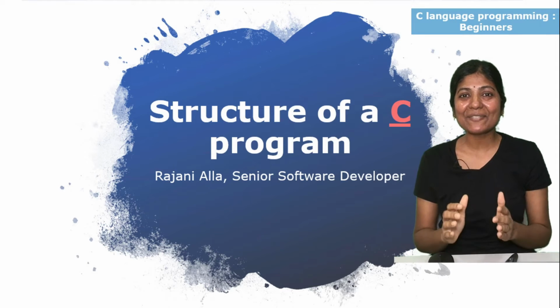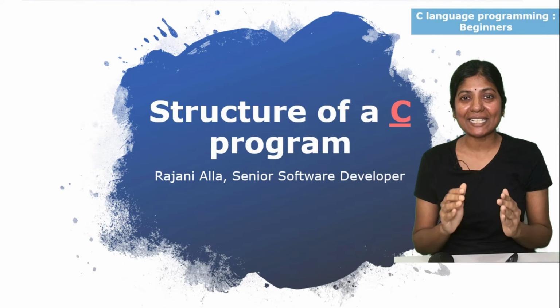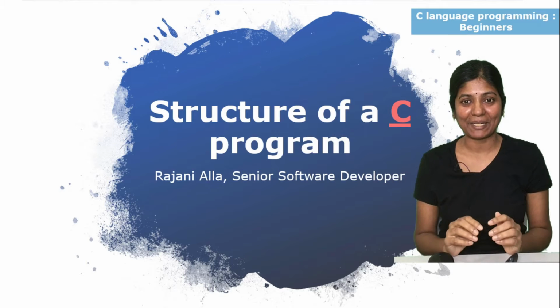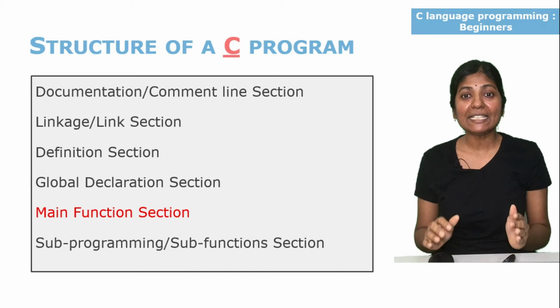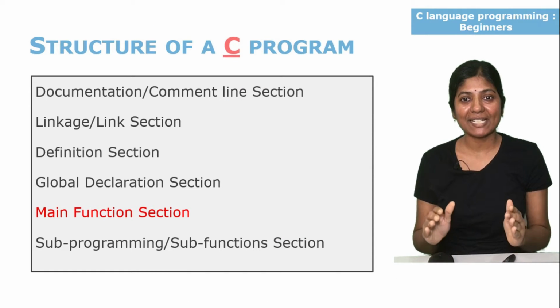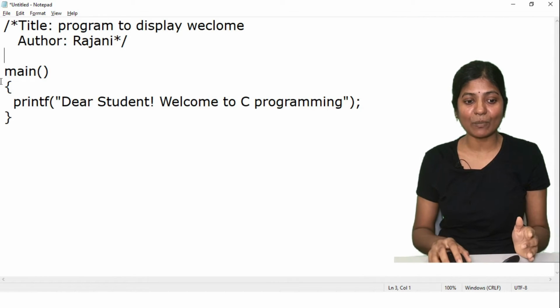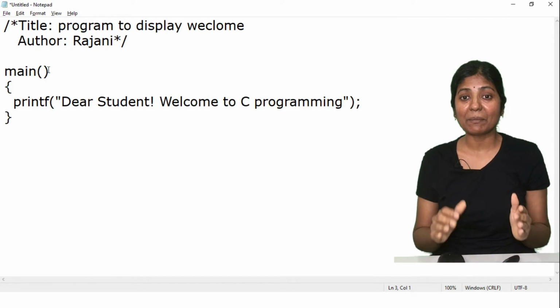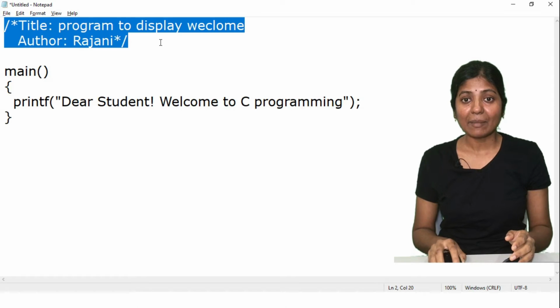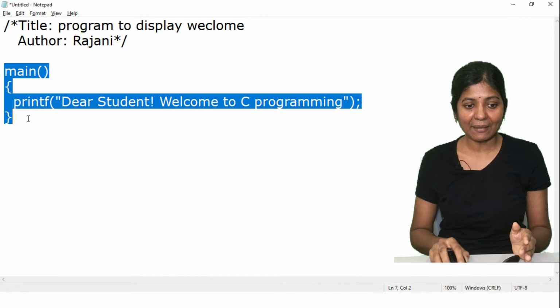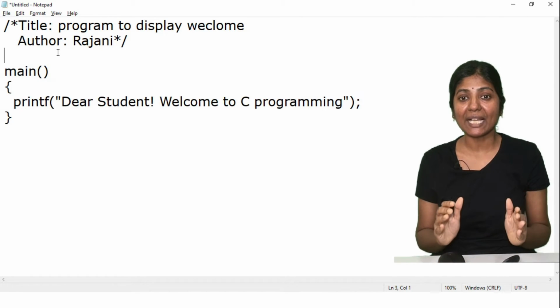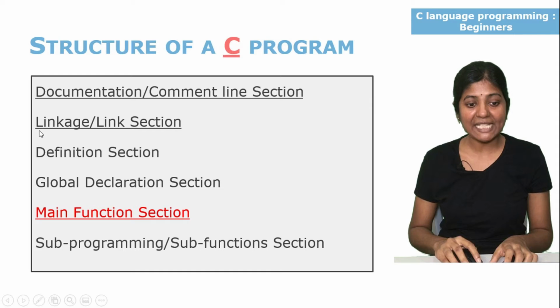Welcome back. In this video, we will continue with the structure of writing a C program. In the previous video, we learned about the main function section, and here is the small example we wrote in the previous video. This is the comment line section or documentation section, and this is the main function section. In between, we need to write the linkage section, which is this one.